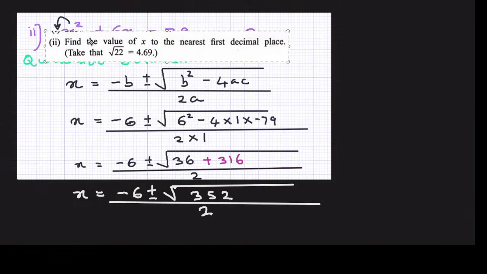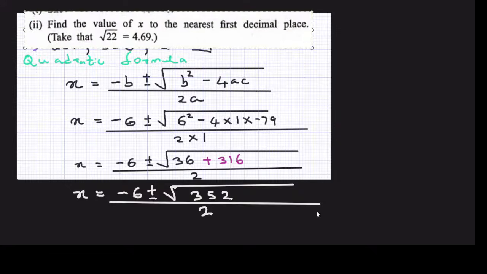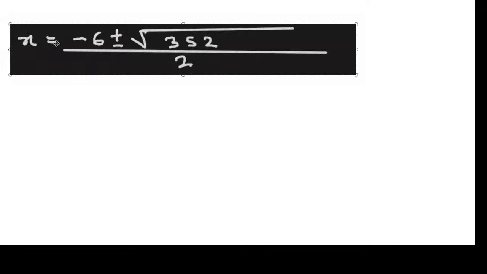Look at Roman 2, the question. They want us to take square root of 22 as 4.69. Right. But we don't have a square root of 22 yet. What we have is square root of 352. How can we use that square root of 22 information? Can't we break this 352? Let's break it. How can we break it?